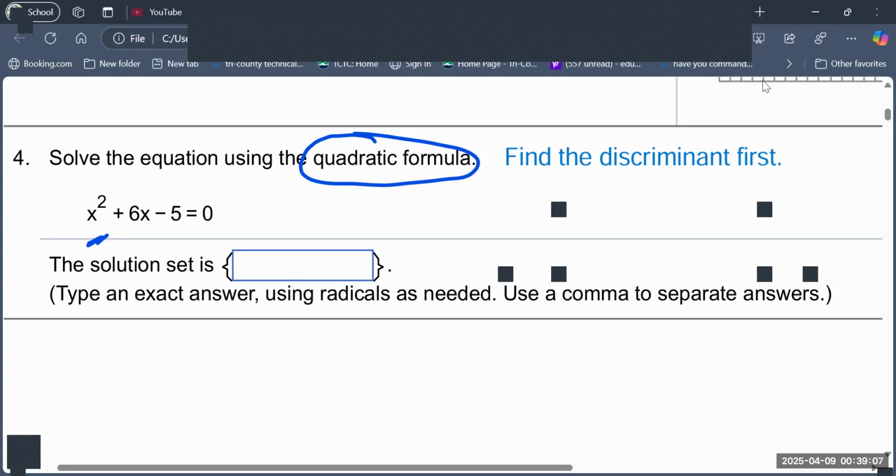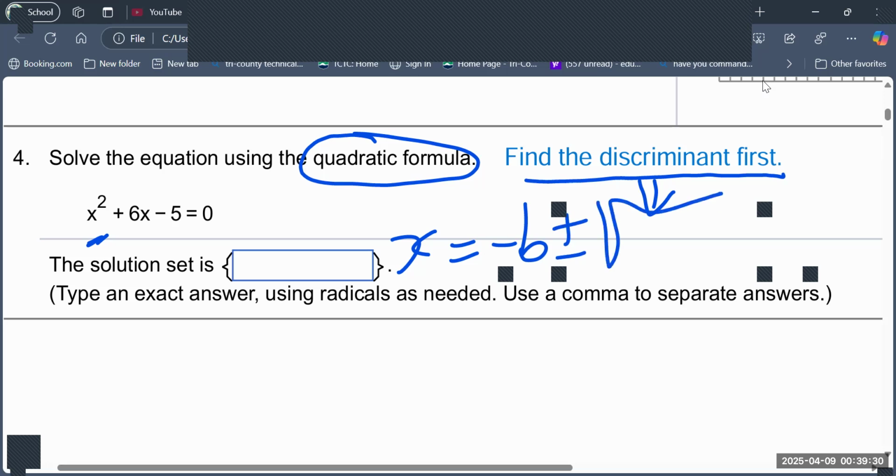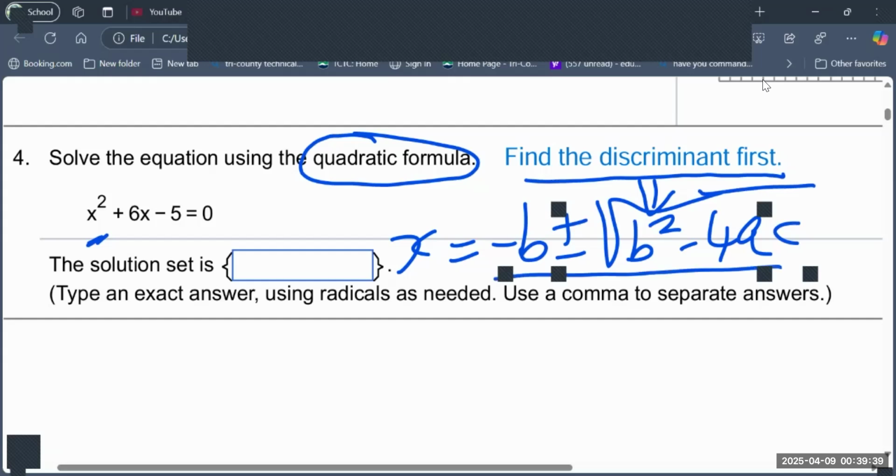Okay, we are also told to find the discriminant first. So let's start from the discriminant. The discriminant is the radicand inside the quadratic formula. So x is equal to minus b plus or minus the square root of b squared minus 4ac, all over 2a.